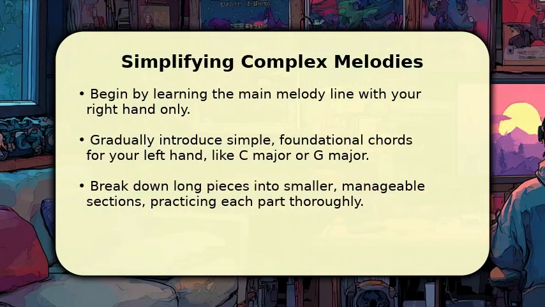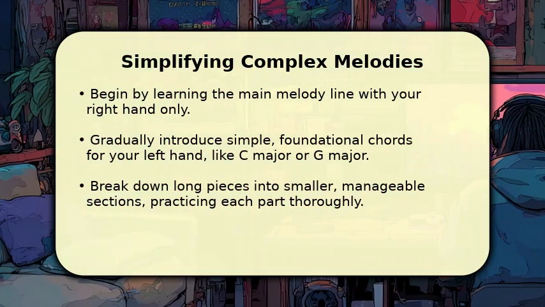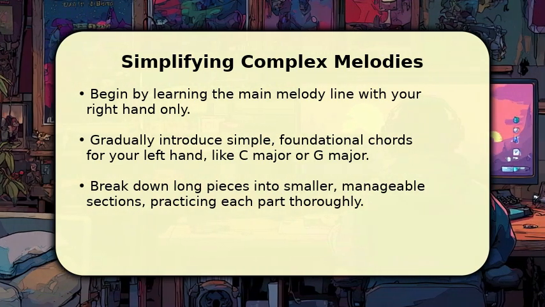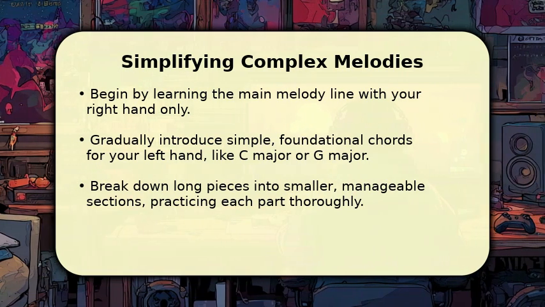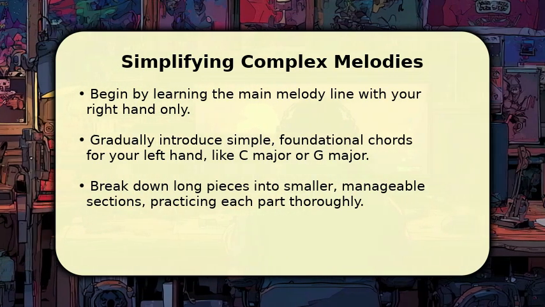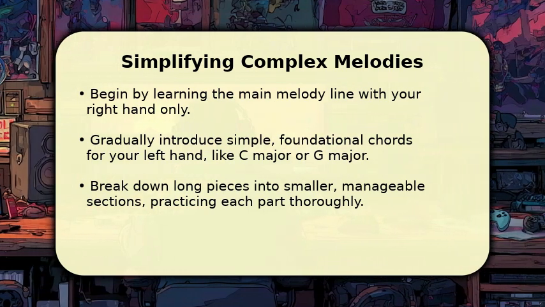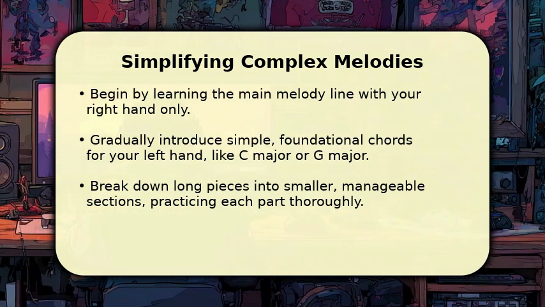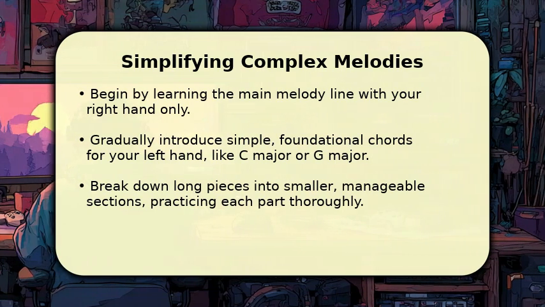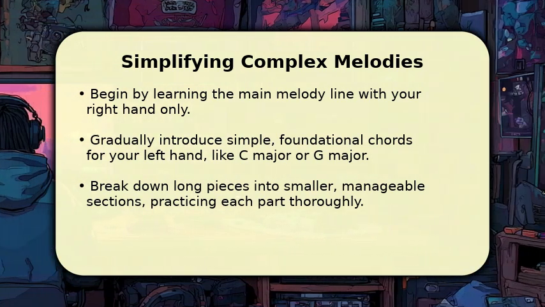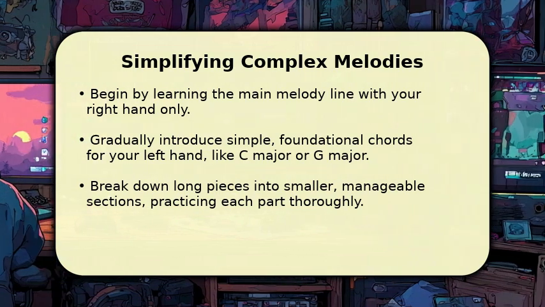Some Roblox tunes can sound quite complex, but you can simplify them. Start by playing just the melody, getting comfortable with the notes and rhythm. Then, add basic two-note or three-note chords with your left hand to provide a harmonic foundation. Practice slowly, perhaps at 50 to 60 beats per minute, using a metronome to keep your timing consistent. This method builds confidence and makes the process less overwhelming.